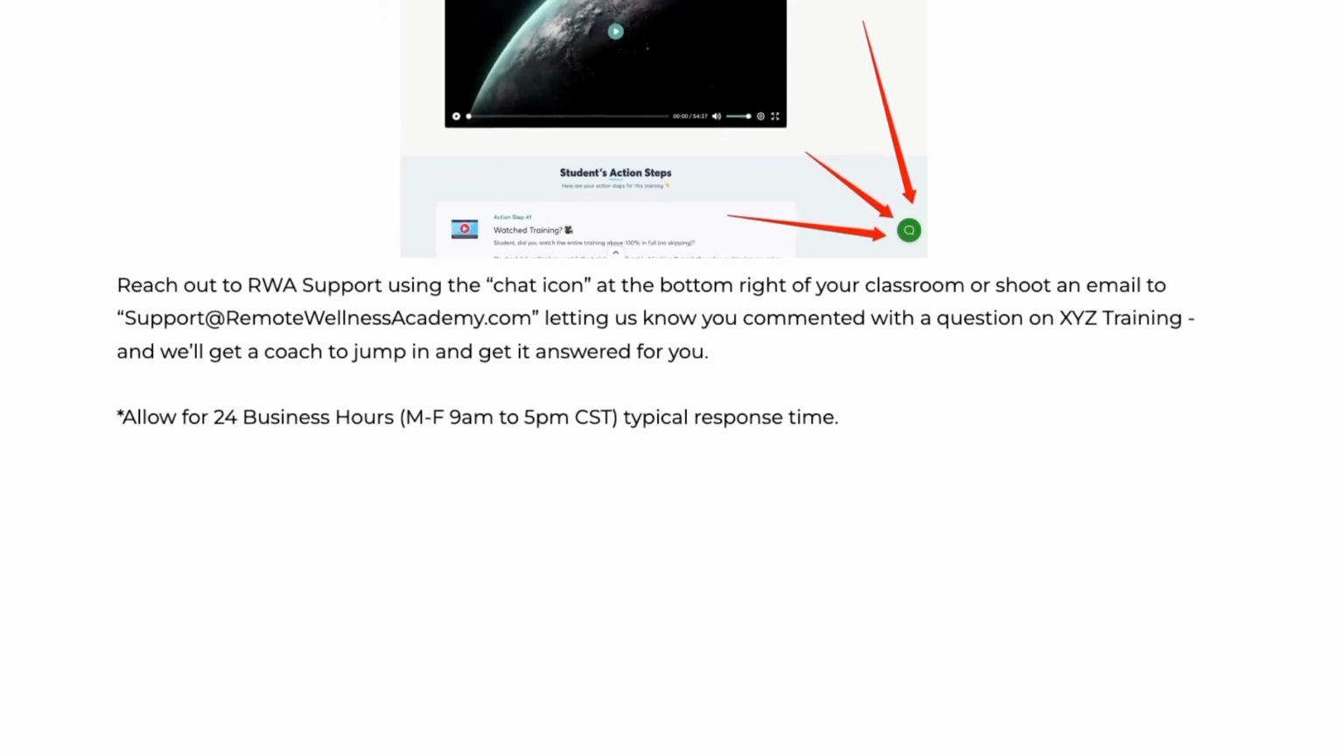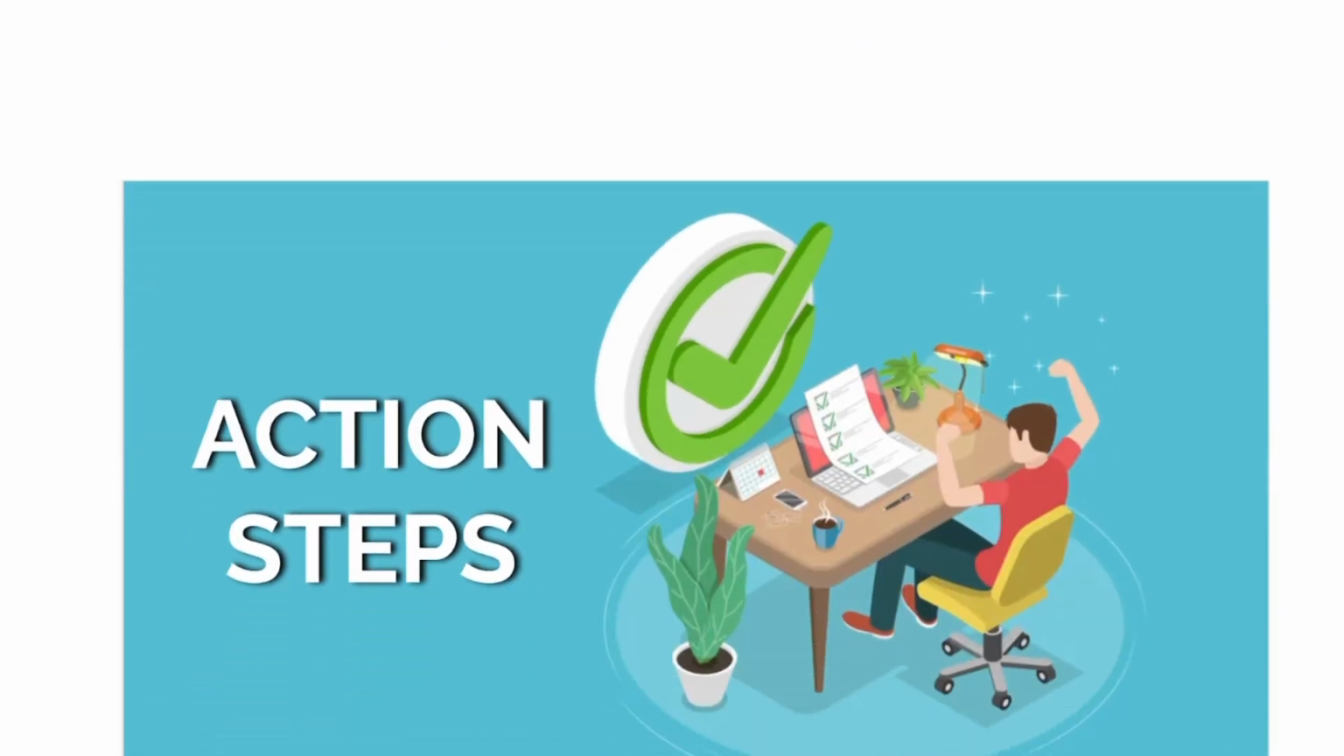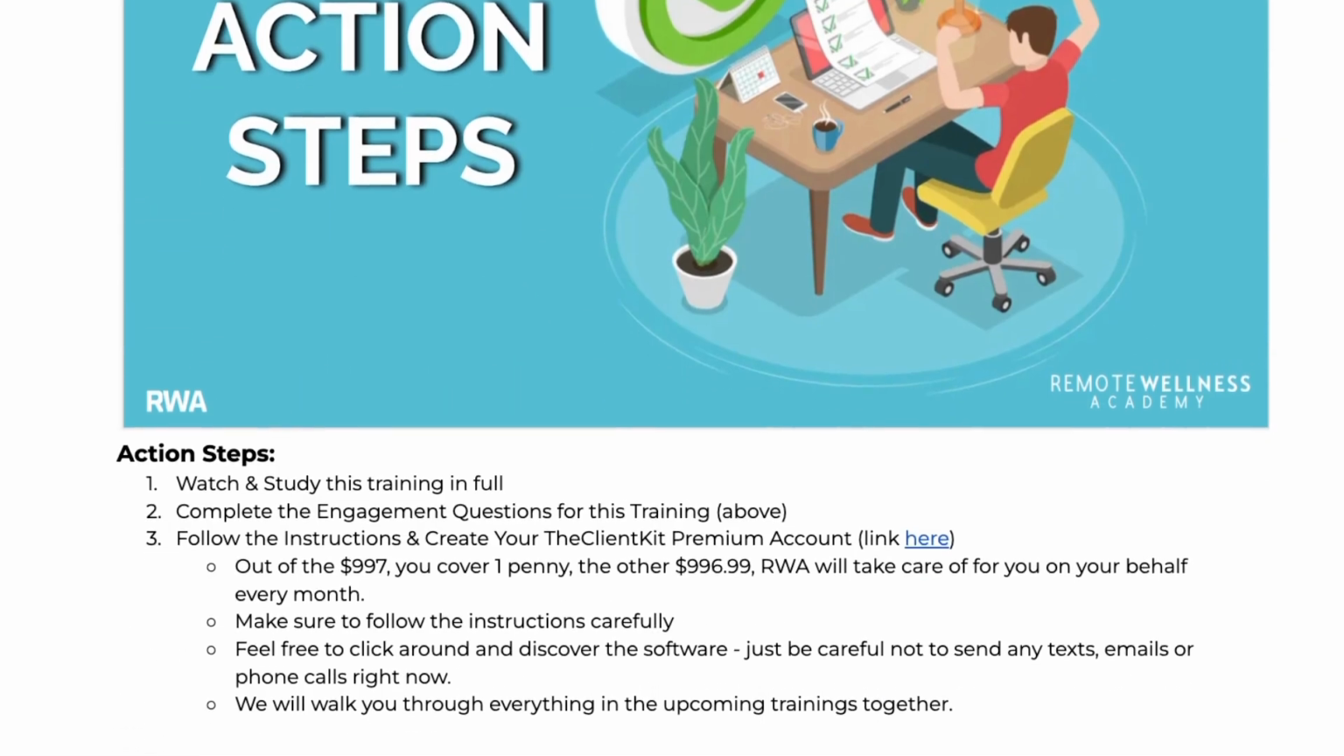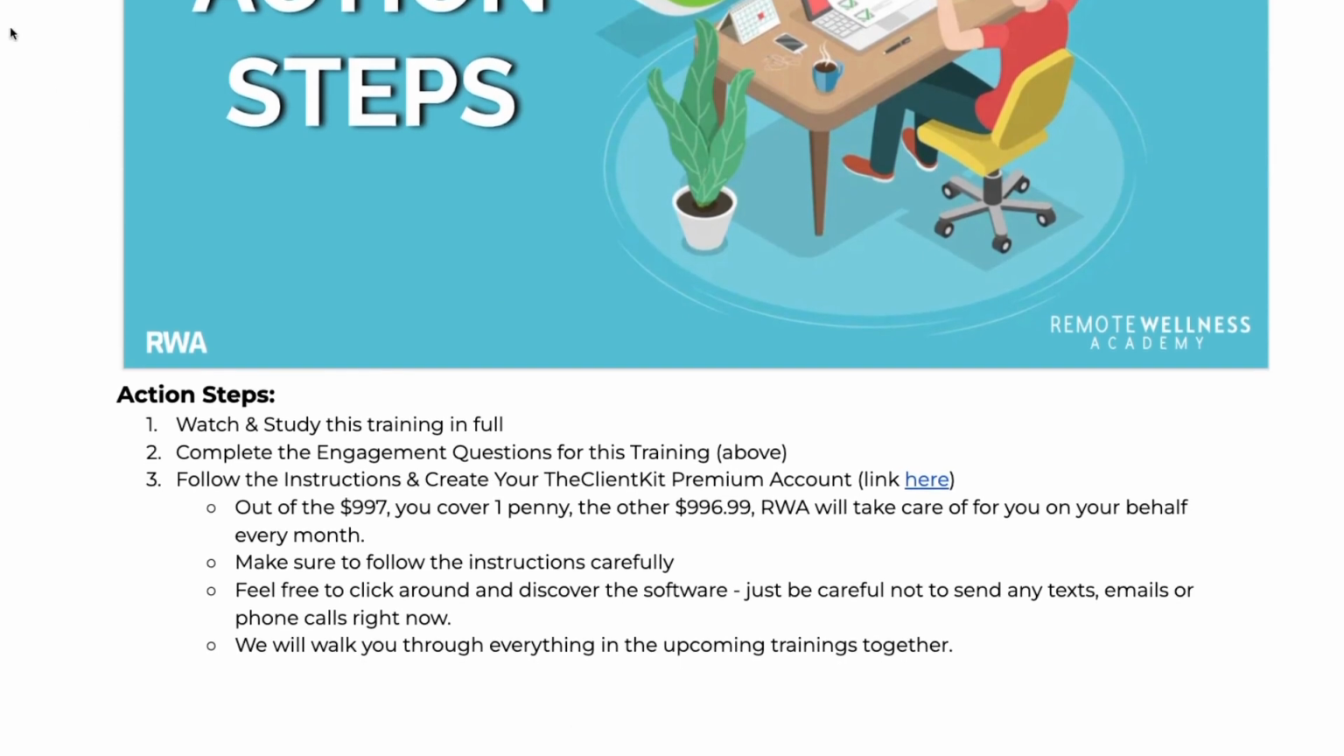Okay, so let's talk about your action steps for this specific training. Of course, as always, make sure you watch and study this training in full. That's number one. Number two, make sure you complete the engagement questions for this training, the ones that we just talked about. And then number three, follow the instructions to create your Client Kit premium account following the special link. Okay, remember, out of the $997 per month, you're going to be covering one penny. The other $996.99 RWA is going to take care of on your behalf every single month.